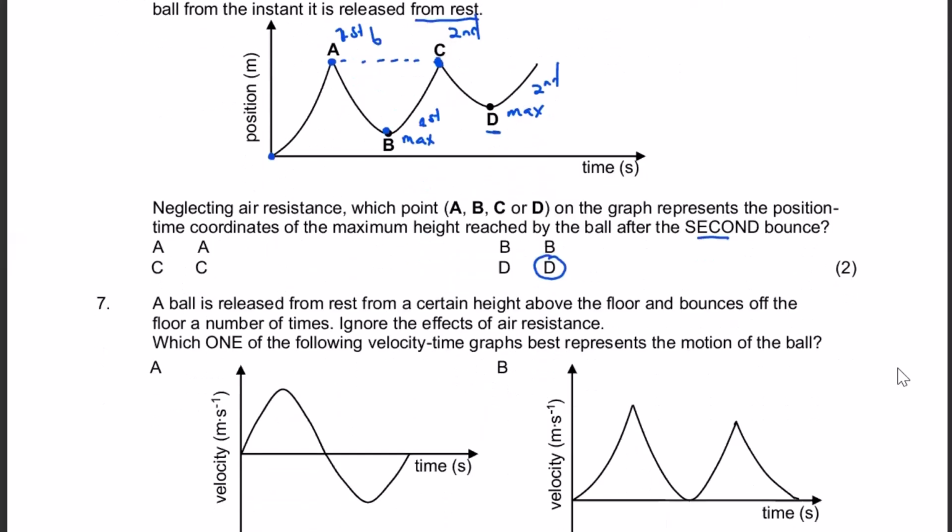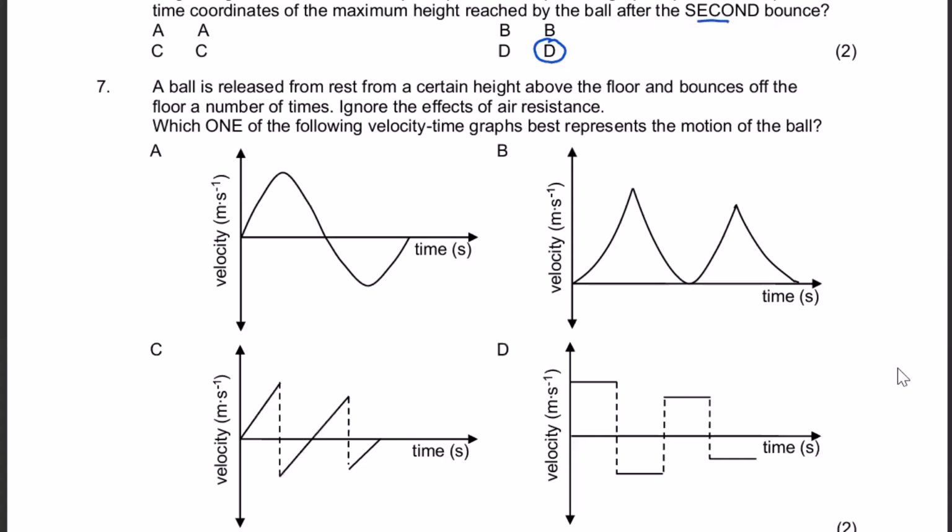Then moving on to question number 7, which reads: a ball is released from rest from a certain height above the ground and bounces off the floor a number of times. Ignore the effects of air resistance. Which one of the following velocity-time graphs best represents the motion? According to this, velocity increases downwards linearly, and then there should be a sudden change in direction at the bounce.